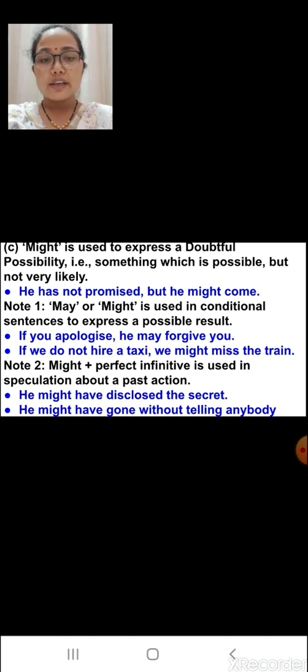May or might is used in conditional sentences to express a possible result. For example, if you apologize, he may forgive you. If we do not hire a taxi, we might miss the train. Might plus perfect infinitive is used in speculation about a past action. For example, he might have disclosed the secret. He might have gone without telling anybody.